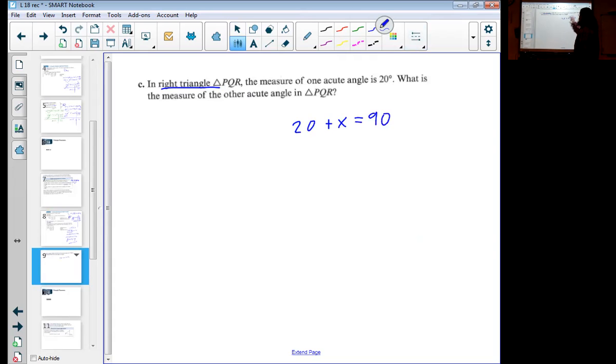To solve for x, our unknown amount, we can subtract 20. The 20s cancel out, and we're just left with x is equal to 0 minus 0, 0. 9 minus 2 is 7. So the measure of the other acute angle is 70 degrees.